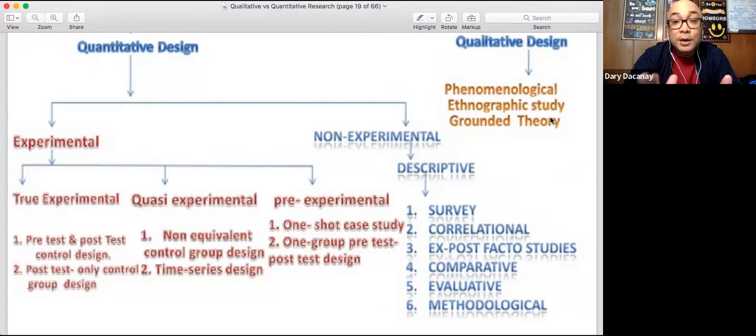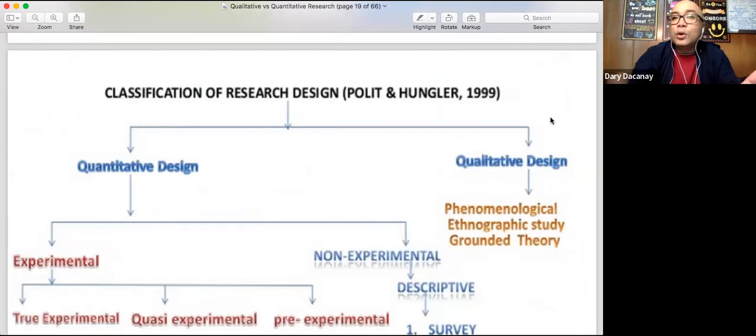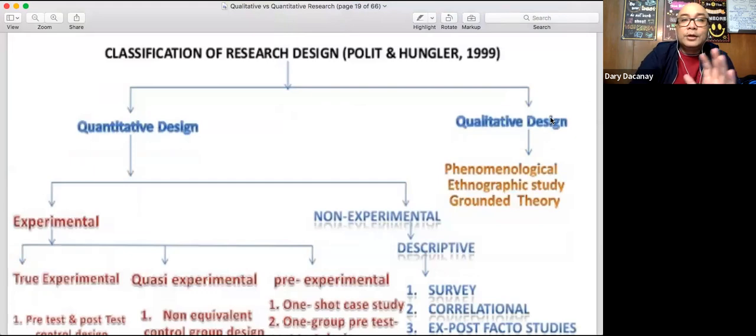And you have the non-experimental, which is descriptive in nature. So you do the survey, correlational, ex post facto studies, comparative, evaluative, and the methodological. And of course, the ones that we are studying currently is a qualitative design. So you could either do the phenomenological study, the ethnographic study, the grounded theory, and I missed here the case study, which is all part of this qualitative design. So yeah, we should not be able to forget this one.